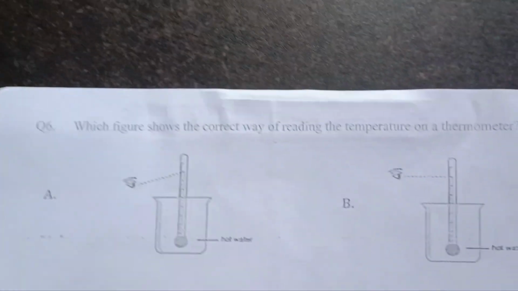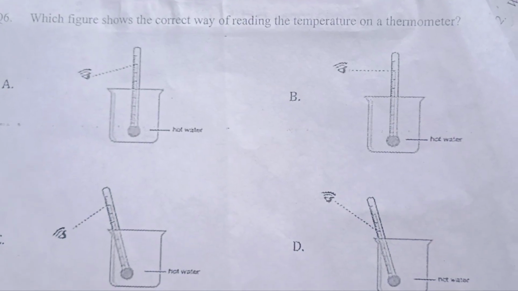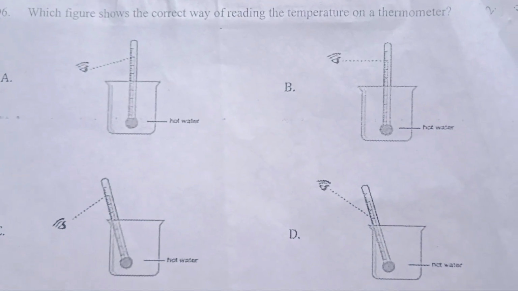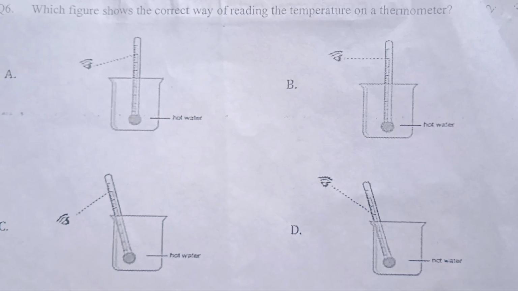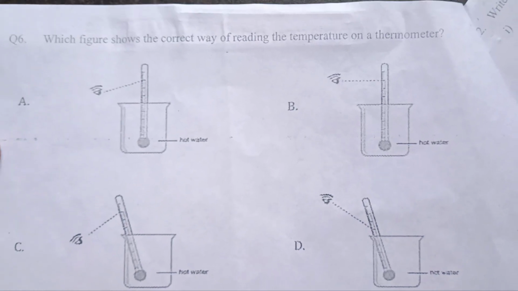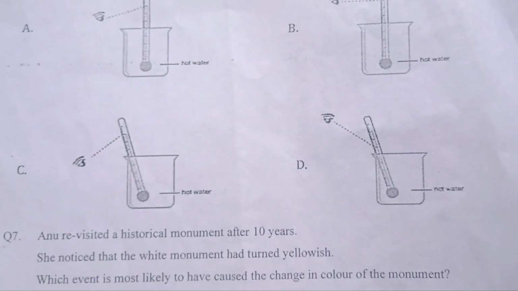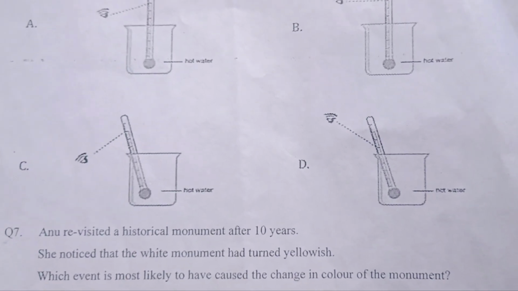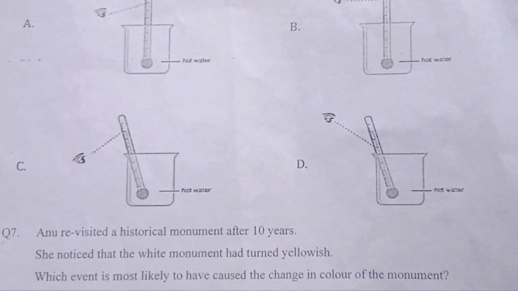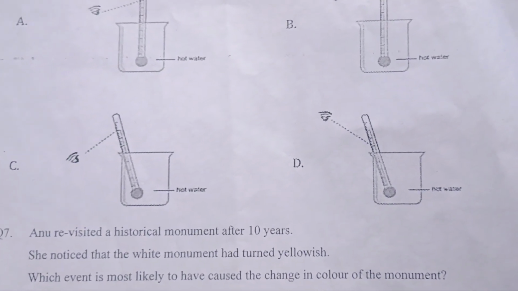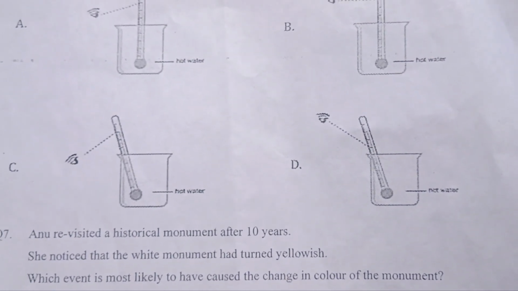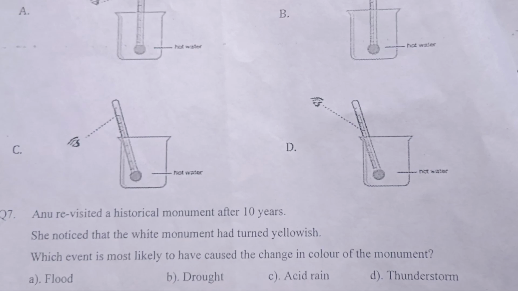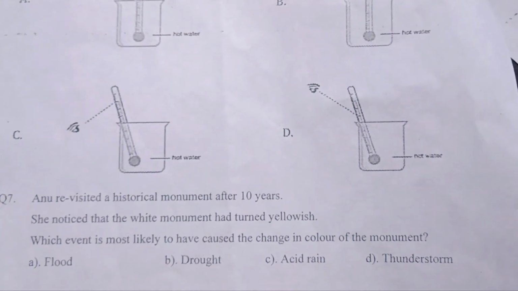Next question. So 4 figures are there. Which figure shows the correct way of reading the temperature on a thermometer? So you have to tick the correct figure. Next, Anu revisited a historical monument after 10 years. She noticed that the white monument had turned yellowish. Which event is most likely to have caused the change in the color of the monument? Flood, drought, acid rain, thunderstorm.